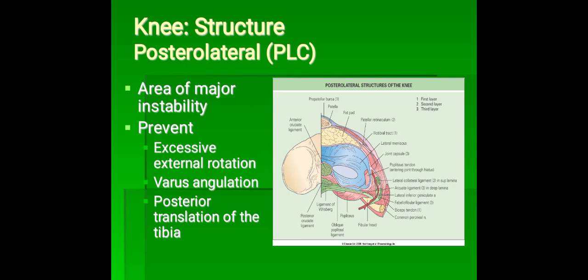It has 3 layers. The first layer, shown in the picture, includes the iliotibial tract, biceps tendon, lateral collateral ligament, popliteus. The second layer is the lateral collateral ligament, and the third includes the joint capsule.